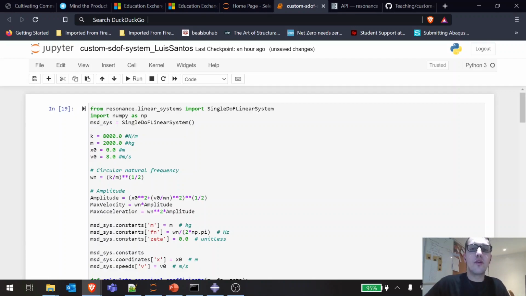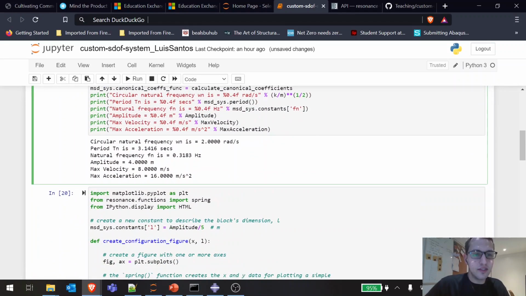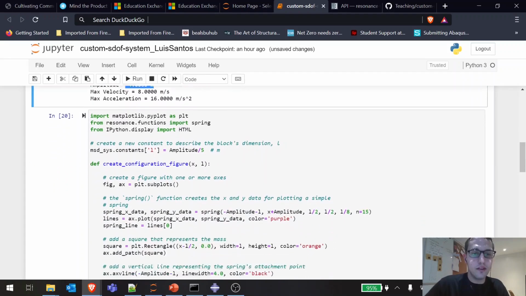And if you remember from the calculation of the amplitude, we're going to do V0 divided by omega n, squared, and then do the square root. So what we're going to do is that 8 divided by 2, so then we're going to see that the amplitude in this case is also 4 meters.